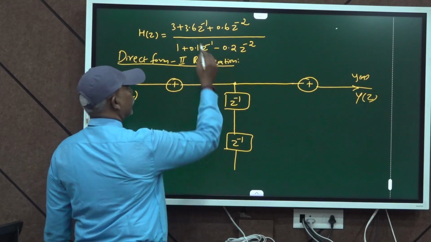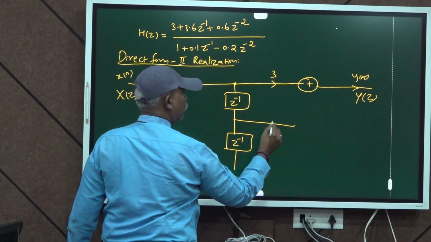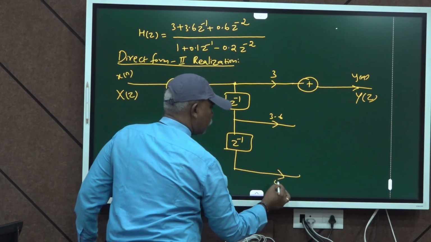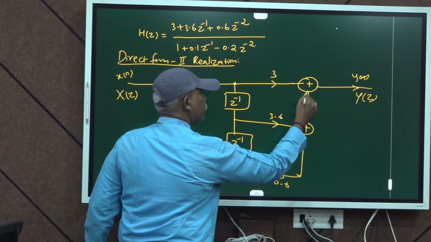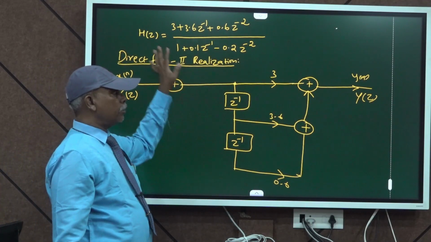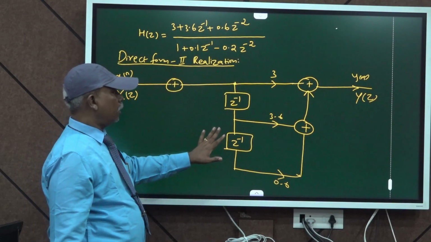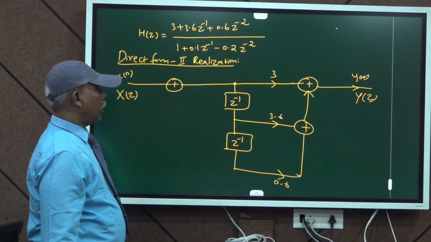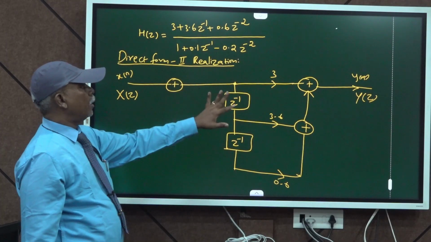So now I take the output side, the input side things: 3, 3.6 Z inverse and 0.6 into Z power minus 2. That is all about the output side. Actually, the input things I have taken as a structure and put as it is. So you take 2 delay elements and put 3, 3.6 Z power minus 1 and 0.6 into Z power minus 2, and add everything.